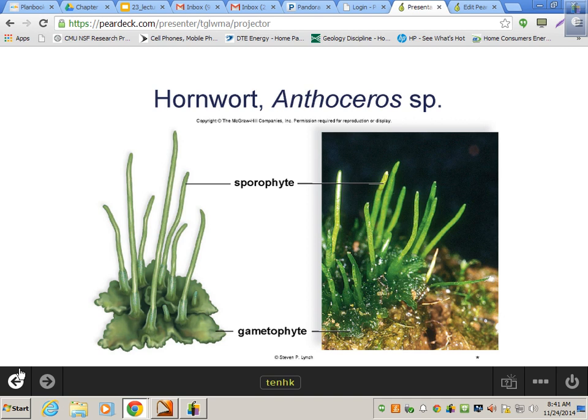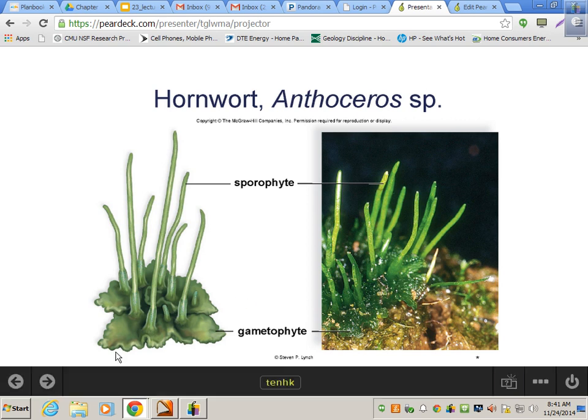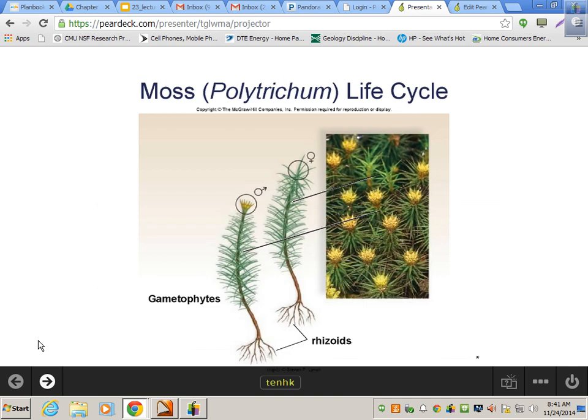So this is hornwort. We talked about the sporophyte growing directly out of the gametophyte, and that's why I said it's almost like a flattened leaf on the ground, but not quite. You would look at it and say, oh, it kind of looks like moss, but it's kind of slimy and leaf-like on the bottom. That doesn't look right. So this is the gametophyte structure. This is that sporophyte structure.